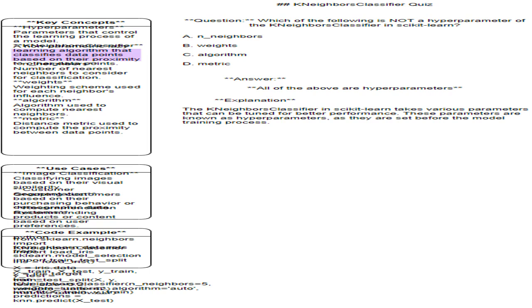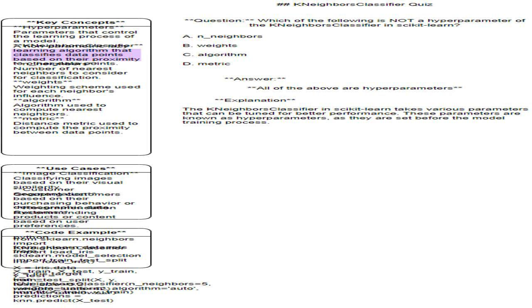Weighing scheme used for each neighbor's influence. Uniform assigns equal weights to all neighbors, while distance gives more weight to closer neighbors. In a recommendation system, distance weighing might prioritize recommendations based on users who have similar tastes, giving more weight to the preferences of closer neighbors. With uniform weighing, each neighbor's vote counts equally. With distance weighing, neighbors that are closer to the new data point contribute more heavily to the prediction.